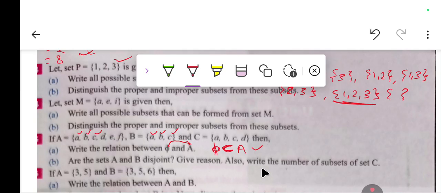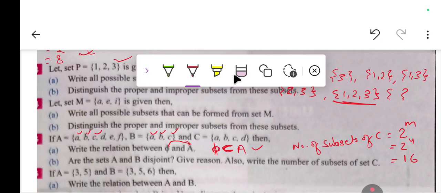Write the number of subsets of C. So the formula for the number of subsets: the number of subsets of C is equal to 2 to the power m. So how many members are there in C? Let's see, 1 2 3 4. So 2 to the power 4, which gives us 2, 4, 8, 16. So how many subsets can be formed from set C? 16 is going to be the answer.